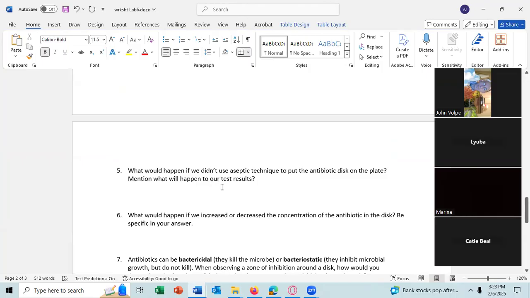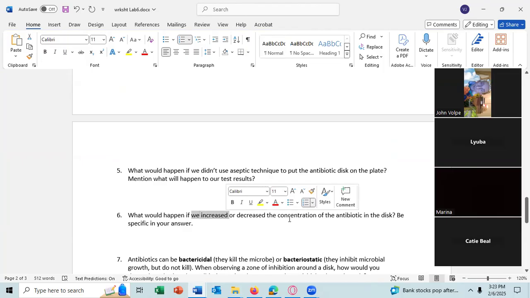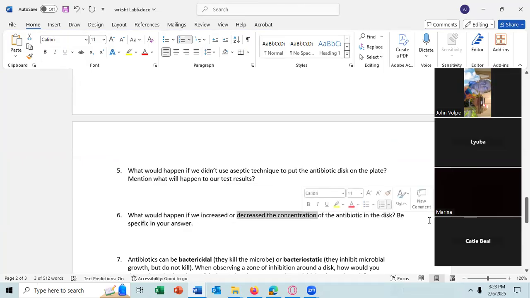5, what would happen? Oh, I already mentioned that one. 6, what would happen if we increase or decrease the concentration of the antibiotic in the disc? Be specific in your answer. And you need to explain what would happen if we increase the concentration, as well as what will happen if we decrease the concentration.